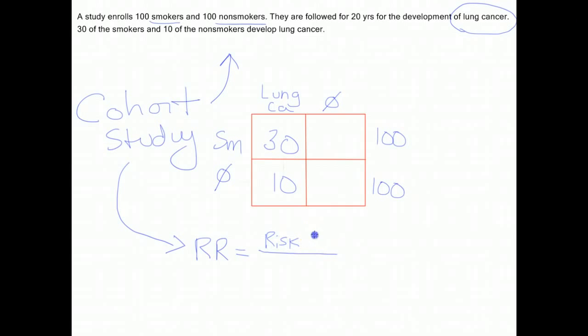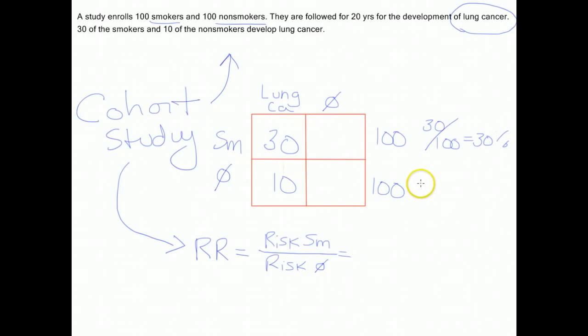So now relative risk is only a ratio of the risk or probability of developing disease in the exposed group or amongst the smokers divided by the risk of developing disease in the non-smokers. So the risk of developing disease, or the probability of developing disease as a smoker, is just the number of people that developed lung cancer, which is 30, out of everybody that smoked, which is 100, and that's equal to 30%.